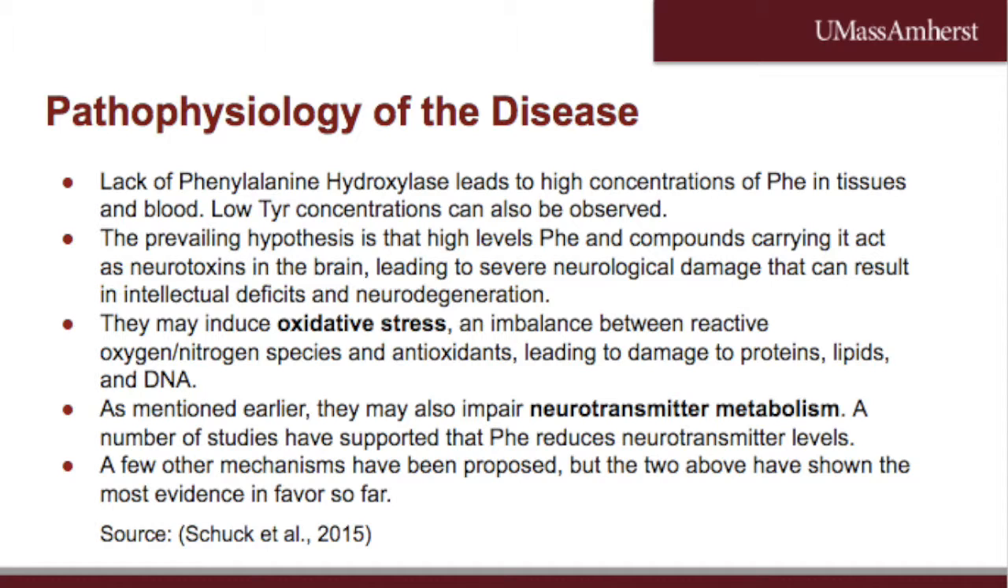A number of studies have shown that high levels of phenylalanine in the brain tend to also cause low neurotransmitter levels. A few other mechanisms have also been proposed, such as errors in bioenergetics and calcium homeostasis, but those have at least a little less evidence than the ones mentioned above. It could potentially be a mixture of multiple methods, though.